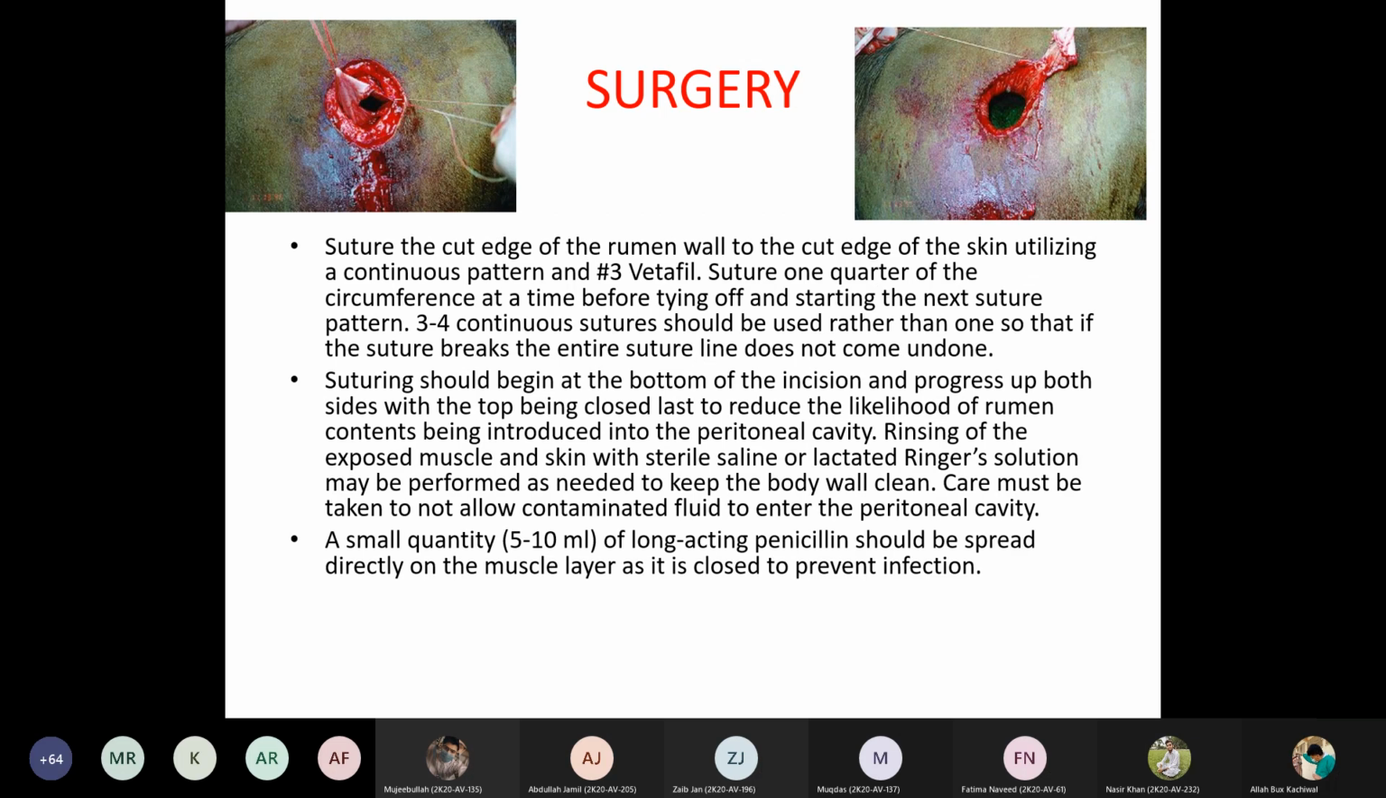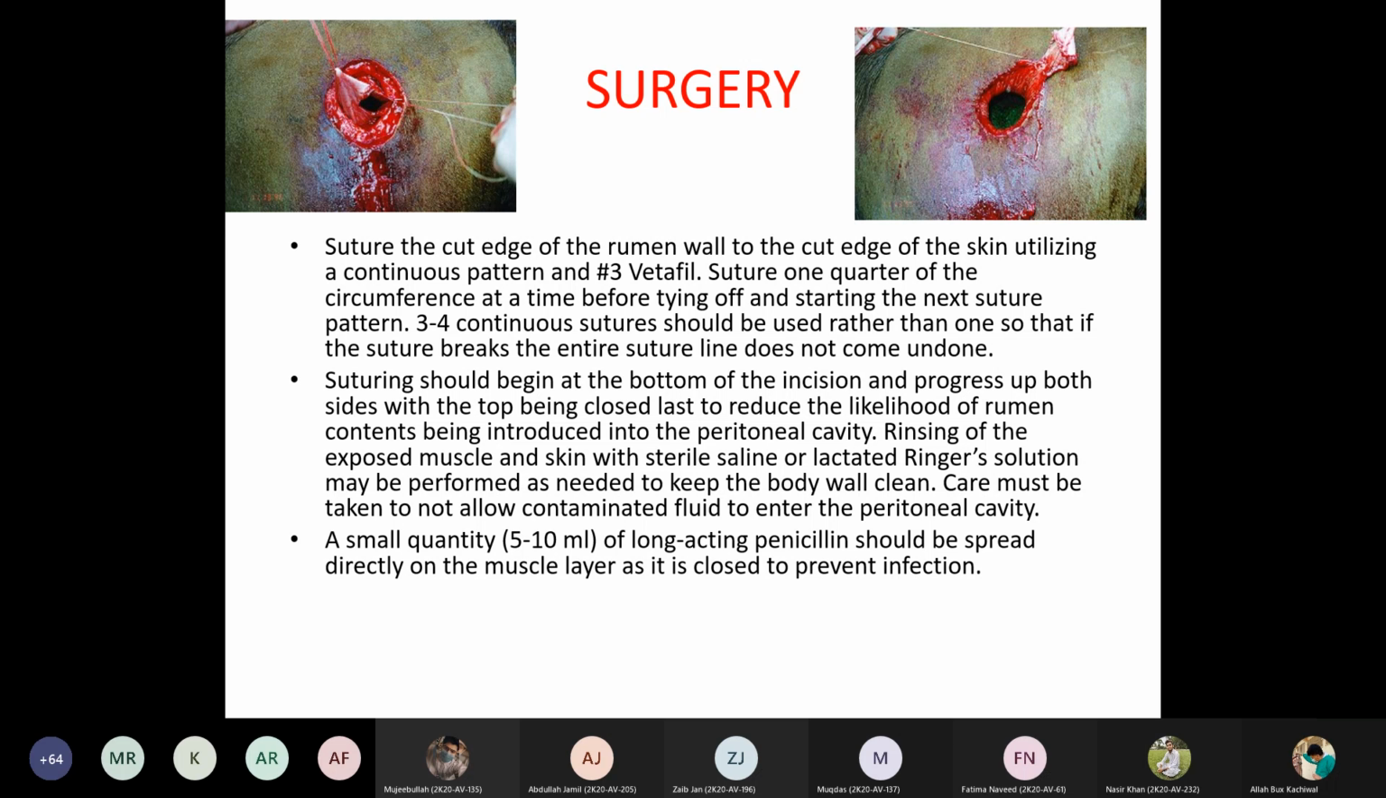Suture the cut edges of the rumen wall to the cut edge of the skin utilizing a continuous pattern with number 3 Vetafil sutures, one quarter of the circumference at a time before tying off and starting the next suture pattern. So 3 to 4 continuous sutures should be used rather than one, so that if the suture breaks, the entire suture line does not come undone. Suturing should begin at the bottom of the incision and progress up both sides, with the top being closed last to reduce the likelihood of rumen contents being introduced into the peritoneal cavity.